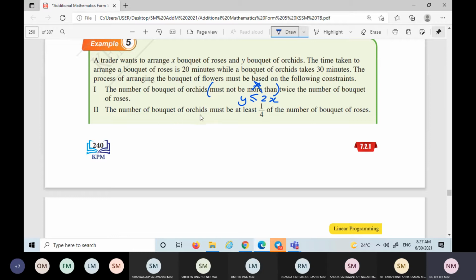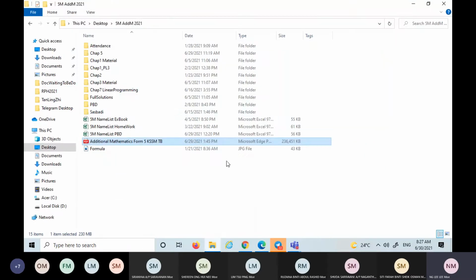Second constraint: the number of bouquets of orchid must be at least. The keyword here is at least. At least means what? Greater than or smaller than? Okay, I call out my list.